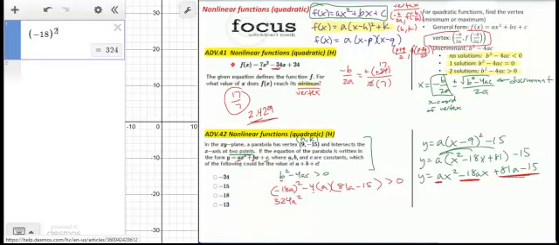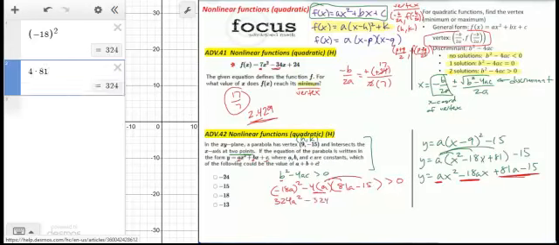Next, I'm going to take 4a and I'm going to distribute that here. So if I take 4 times 81, I get also minus 324. A times a is a squared. And then 4a times a negative 15 becomes plus 60a. And that's all greater than 0.